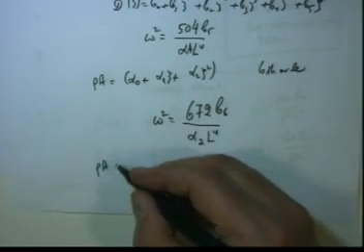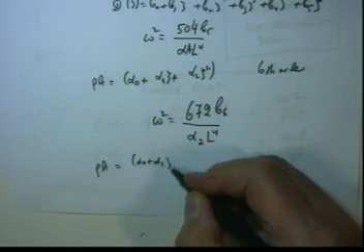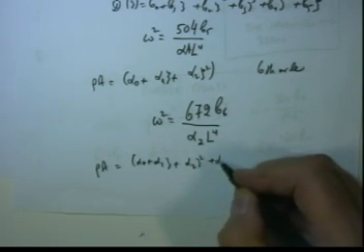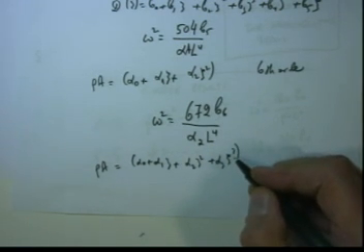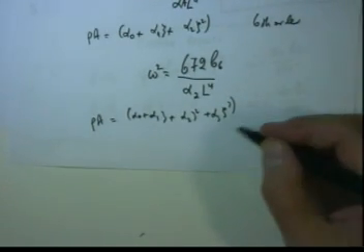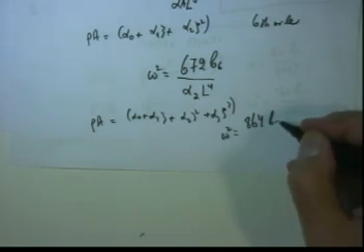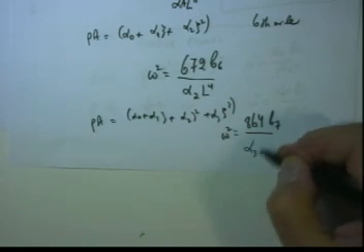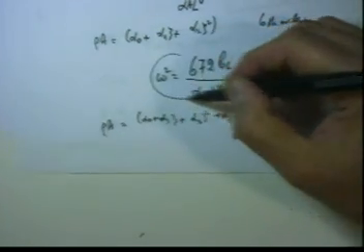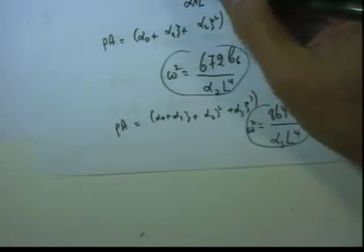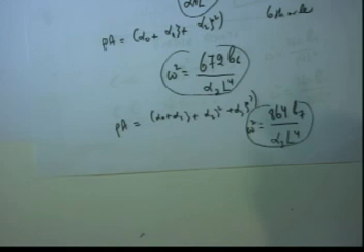If rho A equals alpha 0 plus alpha 1 psi plus alpha 2 psi squared plus alpha 3 psi cubed, then omega square equals 864 b7 divided by alpha 3 L in fourth power. Okay?